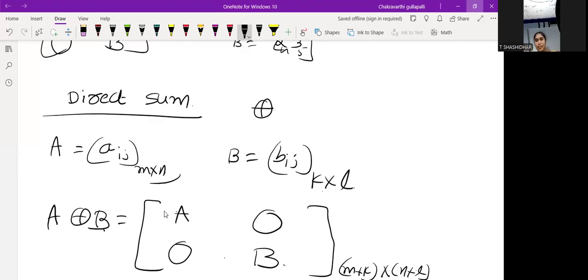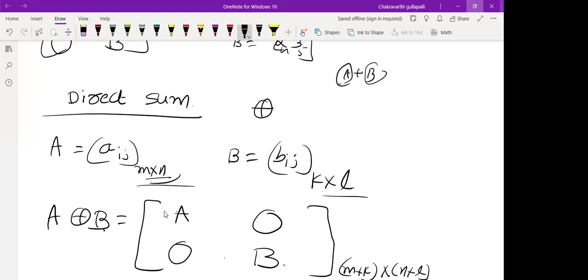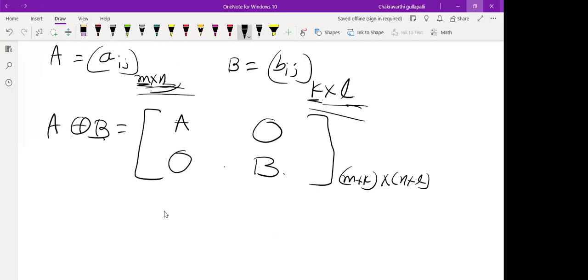What is the difference between ordinary sum and direct sum? You know that ordinary matrix sum is defined only when A and B are of the same order. Both may be rectangular, both may be square, but they should be of the same order. You cannot add one square matrix and one rectangular matrix in ordinary addition. But in direct sum, you can add any type of matrix. It may be square, it may be rectangular, they may be of different orders also. And the order of the resulting matrix is number of rows plus number of rows, number of columns plus number of columns. This is what is called a block diagonal matrix.